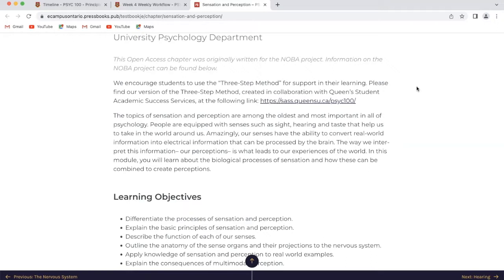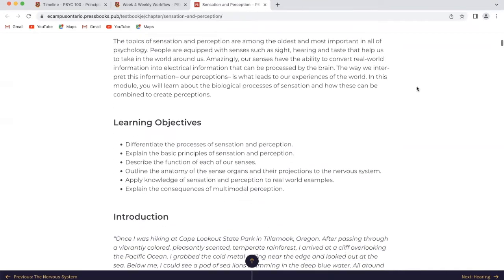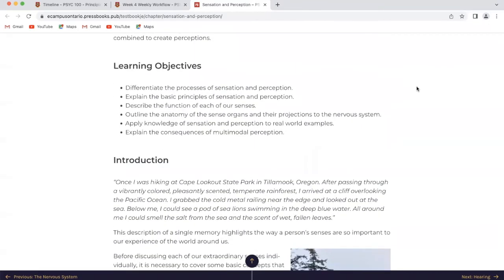In this module, you will learn about the biological processes of sensation and how these can be combined to create perceptions. The learning objectives: differentiate the processes of sensation and perception. Explain the basic principles of sensation and perception. Describe the function of each of our senses. Outline the anatomy of the sense organs and their projections to the nervous system. Apply knowledge of sensation and perception to real-world examples. Explain the consequences of multimodal perception.